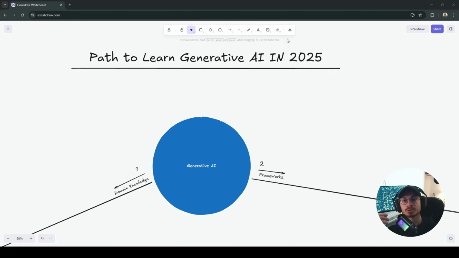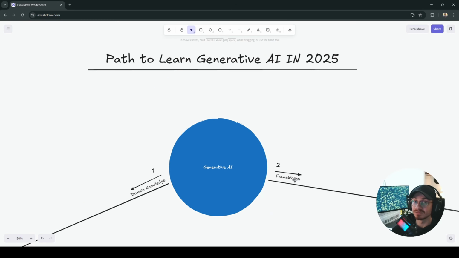People keep asking how to actually become a generative AI developer. Not just someone who can write prompts, someone who can build a real AI system. So in this video, I'm finally breaking it down step by step and showing you exactly what you need to learn to become a real generative AI developer in 2025.